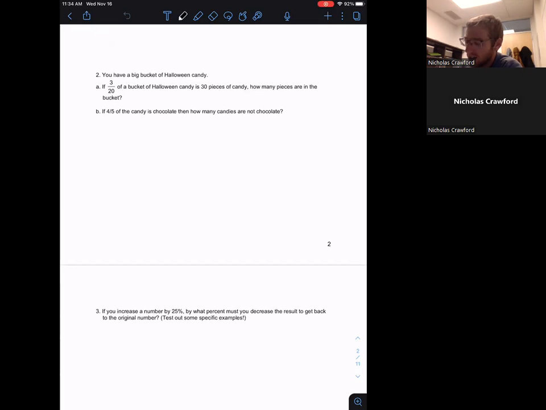Okay, so it says if 3/20ths of a bucket of Halloween candy is 30 pieces, how many pieces are in the bucket? Okay, so let's try this one. So we know that 3/20 is 30 pieces. Well, if 3/20 is 30 pieces, we should figure out what 1/20 is. So 1/20 is how many pieces? Well, 1/20 is going to be 10 pieces.